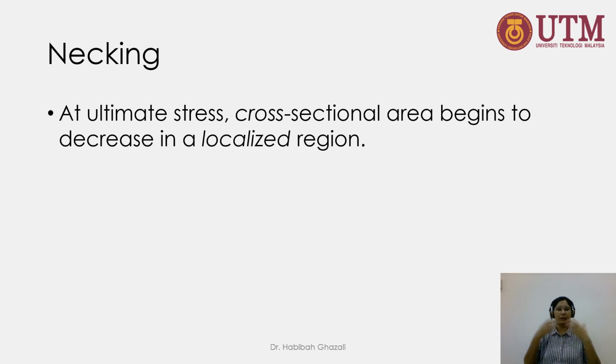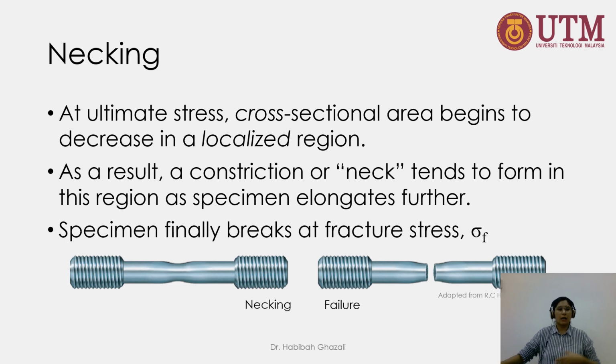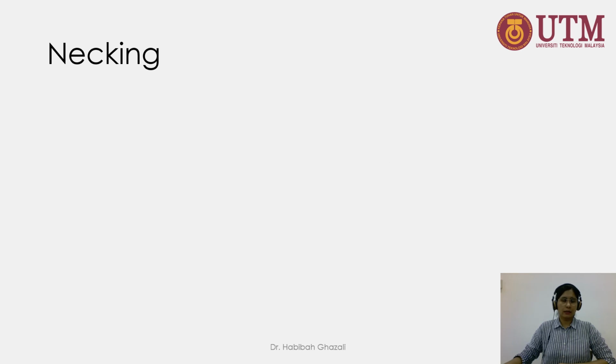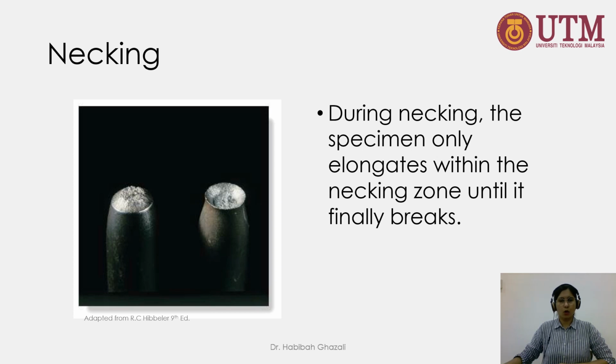And eventually, after it reaches the ultimate stress, the cross-sectional area will begin to decrease in a localized region. As a result, necking will be formed in this region as the specimen elongates further. And the specimen will finally break, and the stress where the specimen breaks is what we call the fracture stress. During necking, the plastic deformation is not uniform. At this point, the specimen only elongates within the necking zone until it finally breaks.